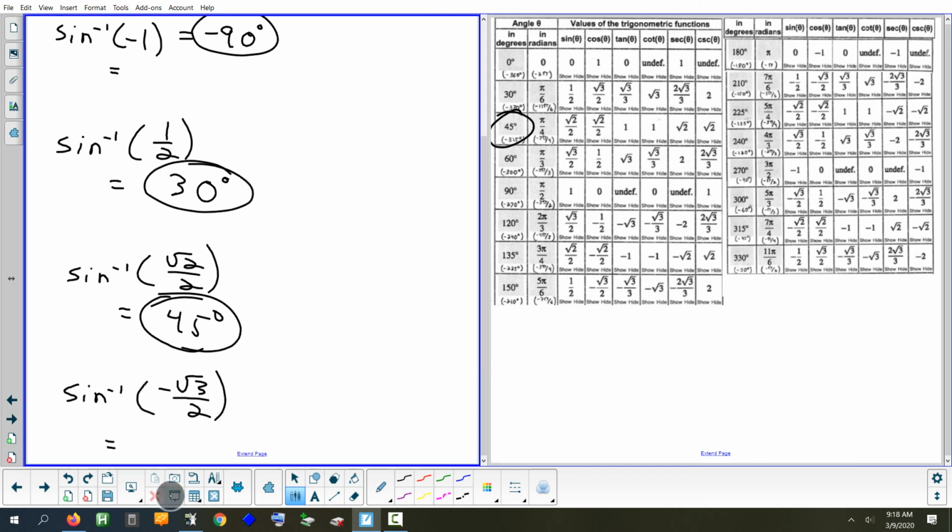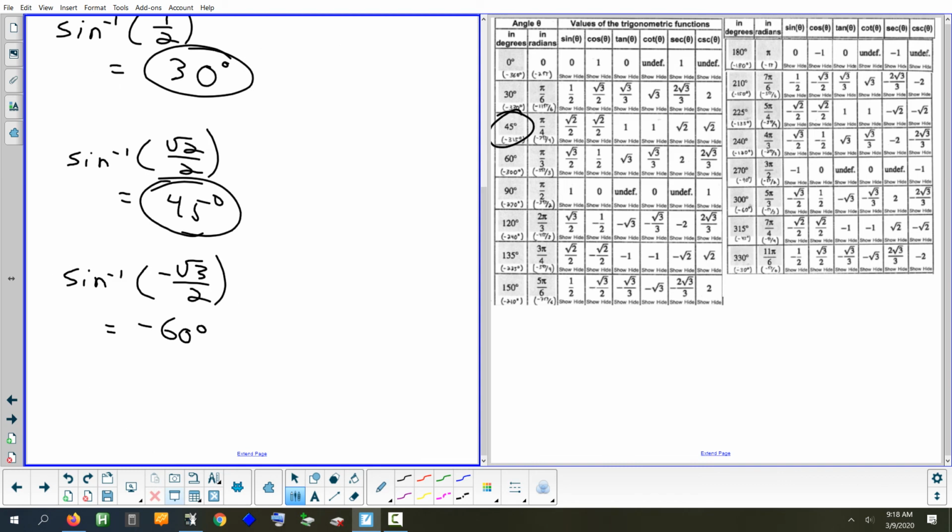All right, and let's try this one. Inverse sine of negative root 3 over 2. Negative 60. Yep, negative 60. That's another one. You're going to see it in multiple rows, but I want the one between negative 90 and 90. Now, Hendrik, what if they wanted that in radians? What would you put? Negative pi over 3. Yep, negative pi over 3.